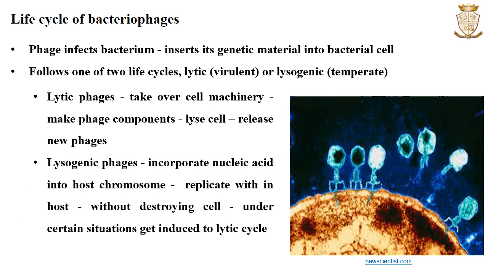While in the lysogenic cycle, the lysogenic or temperate phages incorporate their nucleic acid into the host bacterial cell chromosome and replicate along with the bacterial cell as a unit without destroying it. So the bacterial cell remains healthy even though it has the phage DNA incorporated into its chromosome. Under certain conditions, the lysogenic phages get induced and then follow a lytic cycle, lyse the cell and release the progeny phages. So there are two types of bacteriophages, a lytic phage and a lysogenic phage.